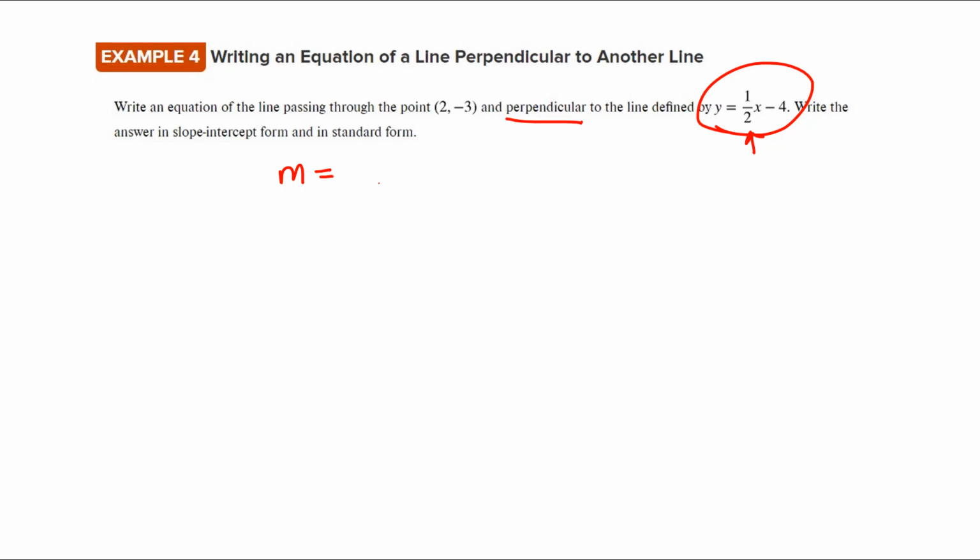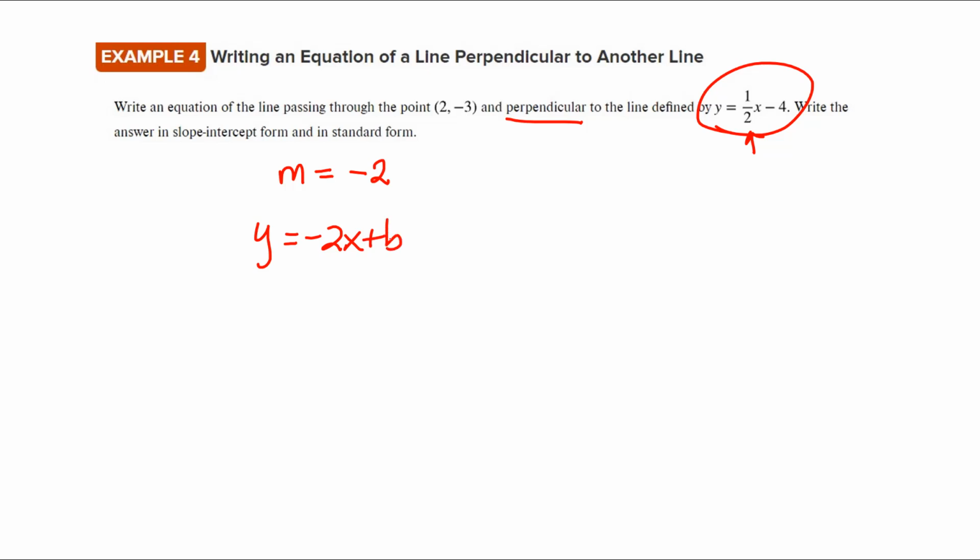So opposite is going to be negative. And reciprocal, you're going to flip it upside down. So 1/2, the reciprocal of 1/2 is 2. So for my line, m is going to be -2. So my line is going to look like this: y equals -2x plus b.